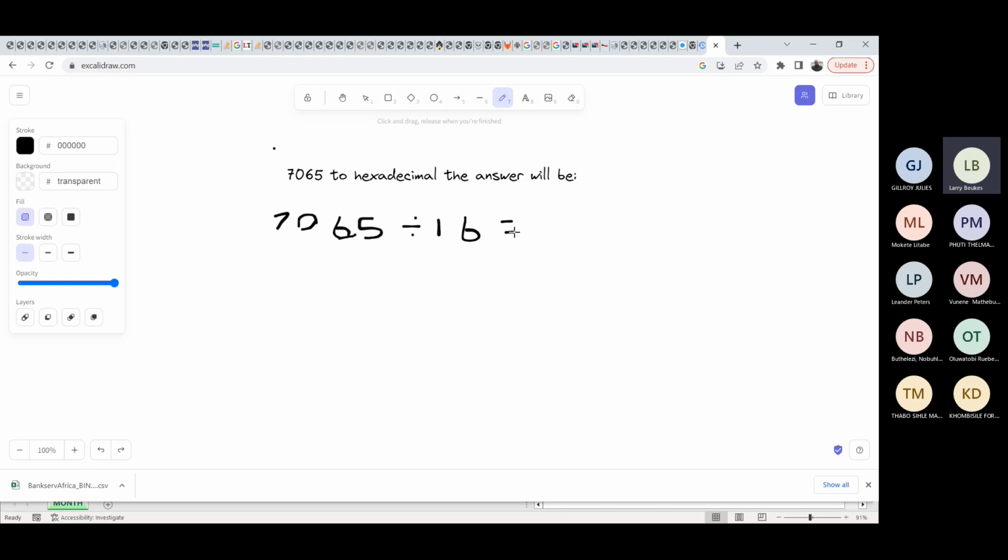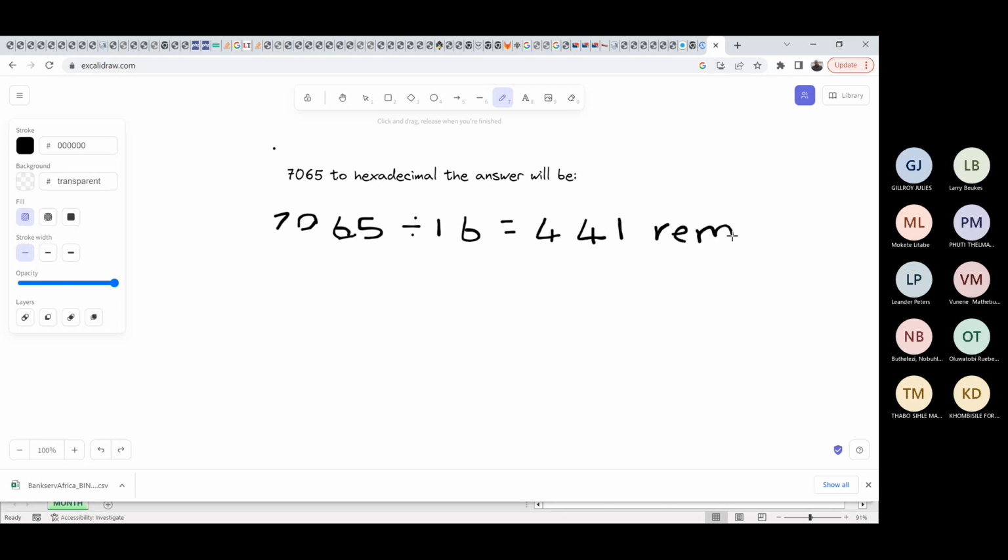7065 divided by 16 is equal to 441. So here we use the remainders. The remainder is what we use.